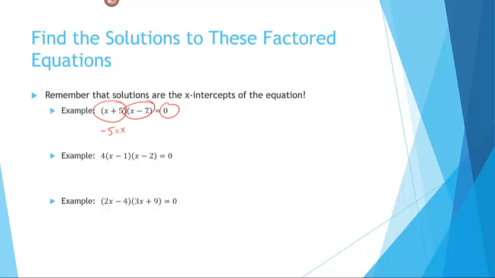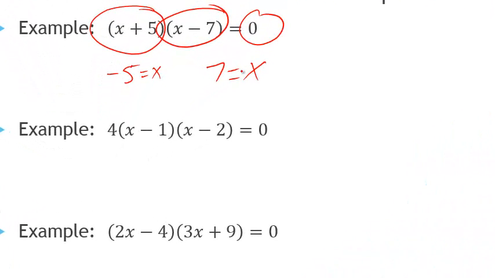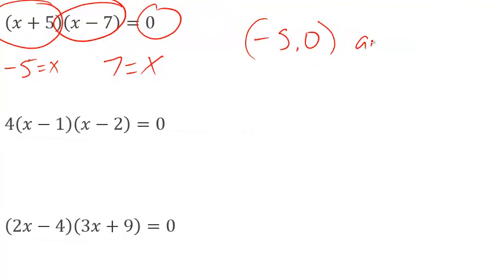X minus 7. So negative 7 plus what equals 0? So 7 minus 7 equals 0, so we're going to have 7 equals x. So our solutions would be the roots. So our roots for this equation would be negative 5, 0, and 7, 0.